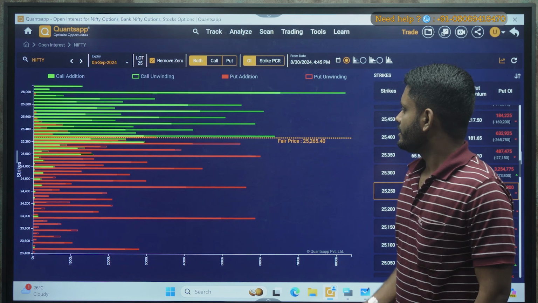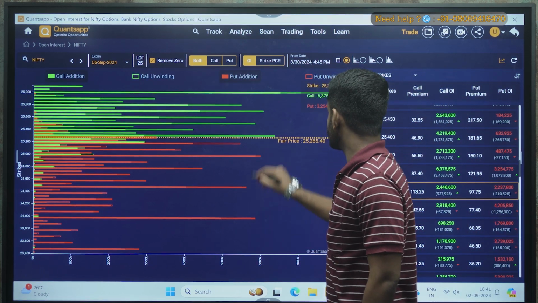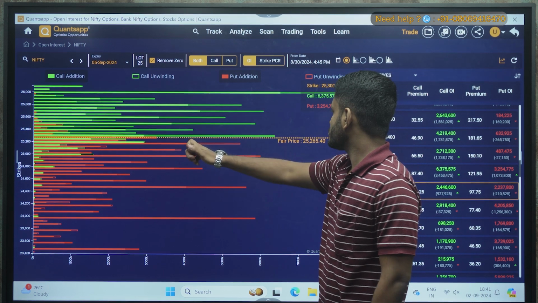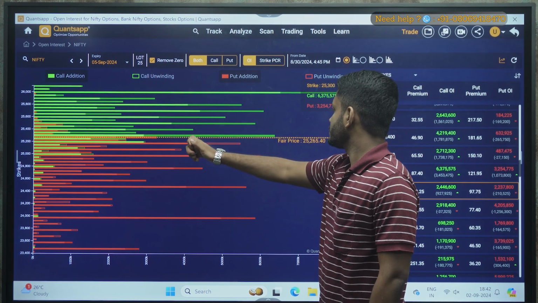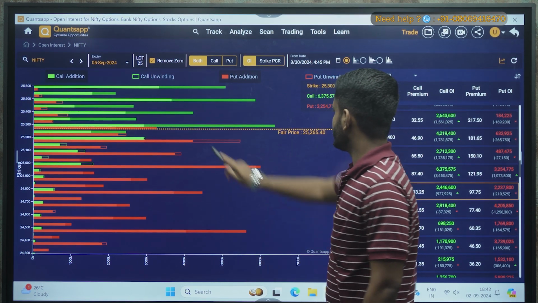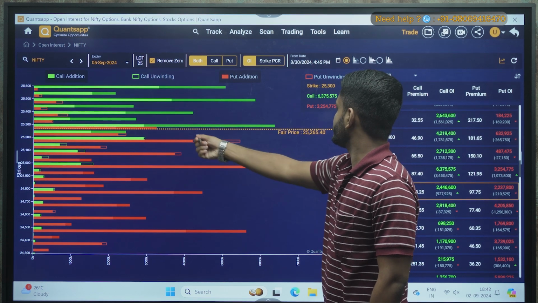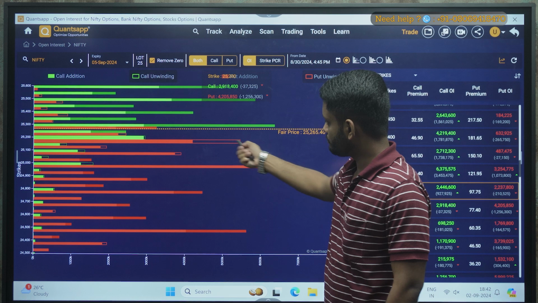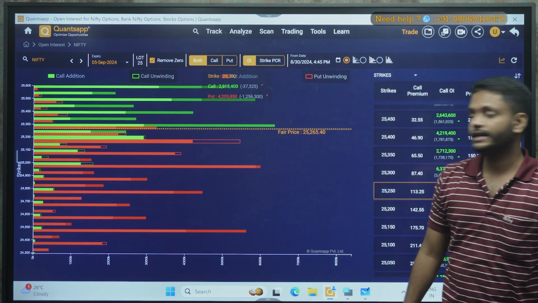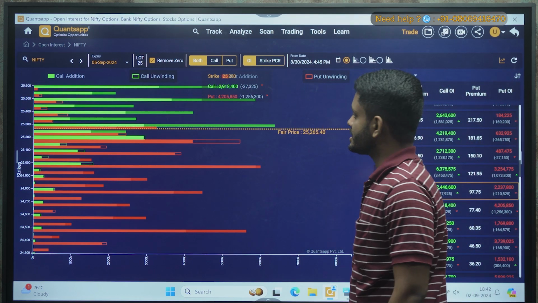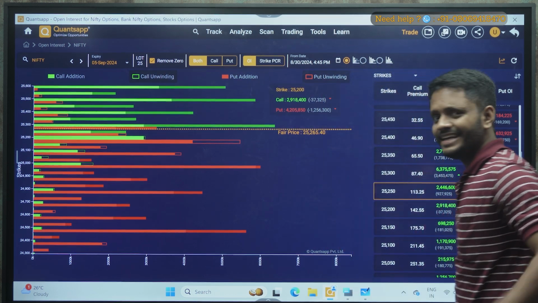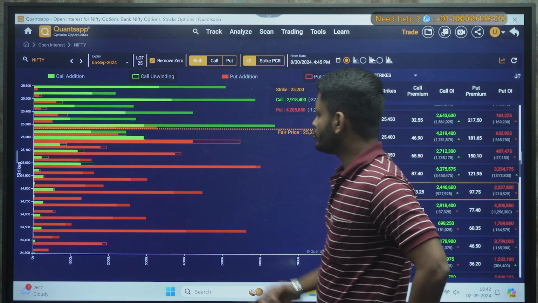Okay, and I can see a strong resistance at 25,300, and I can also see 25,200, I think. At 25,200 I can see put writers are unwinding their position. So this is, I would say, not a good sign as such, but nothing to worry about.